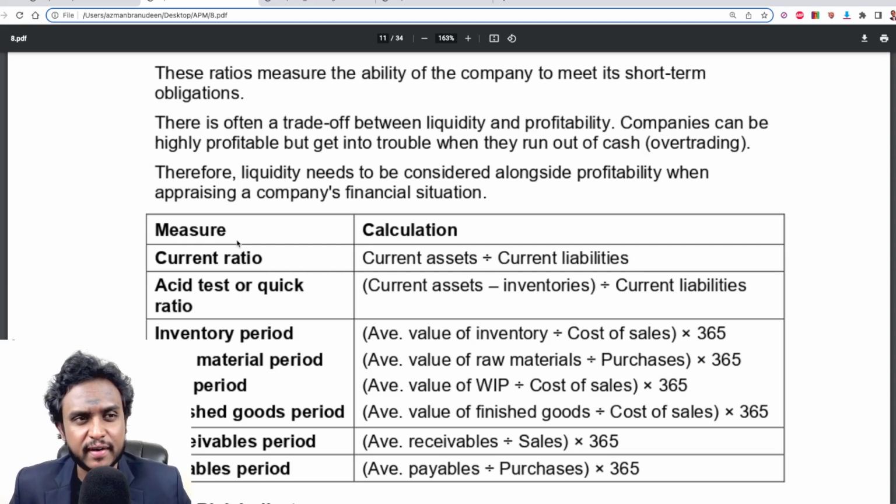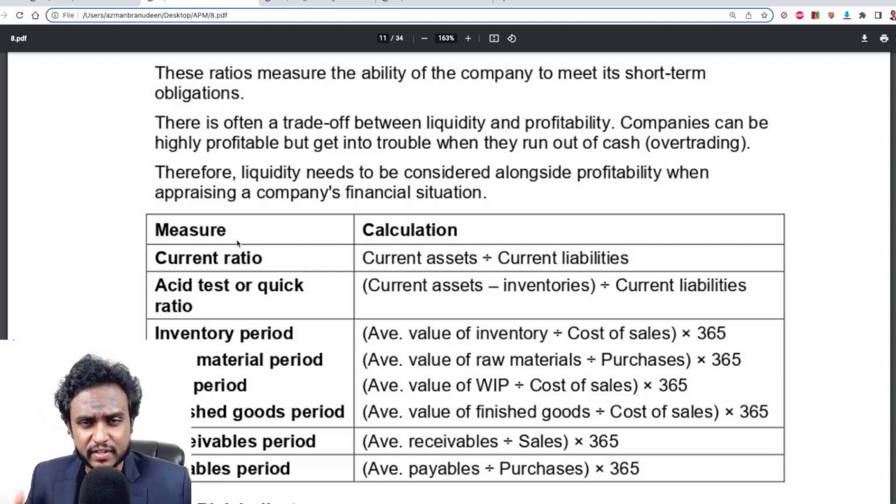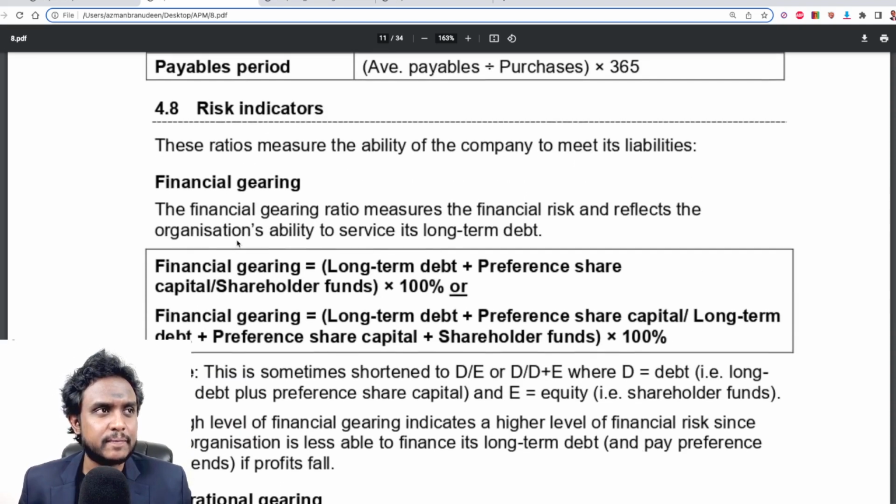How long out of the cycle, how long do you take to pay your money? How long on average do you take to get your money that is owed to you? So these are all different ratios that are available for you in terms of managing liquidity.